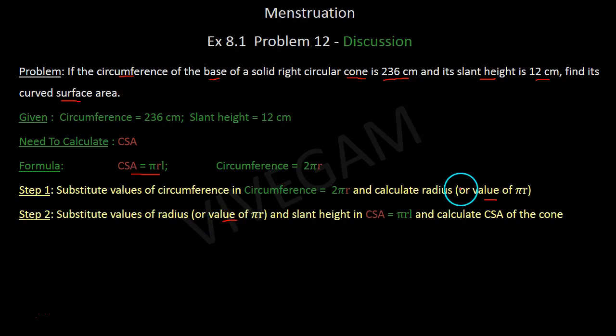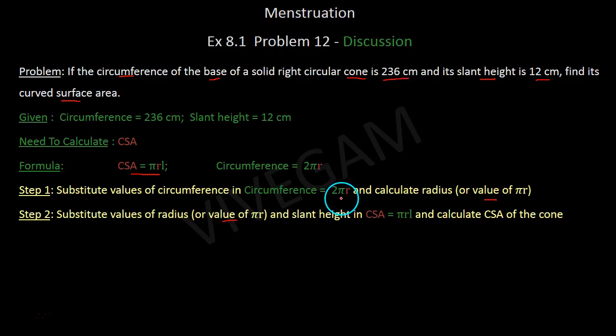It saves a little time. So if you look at this formula, that's the second method. CSA is pi r L. Circumference is given as 2 pi r. So instead of calculating the radius, you just calculate pi r alone, that is circumference divided by 2. Circumference is given as 236. So 236 divided by 2 is 118 centimeter. That is the value of pi r. Substitute the value of pi r here because L is already known. So 118 into the length, which is 12 centimeter, you will be able to calculate CSA.